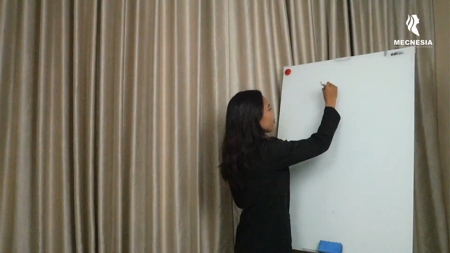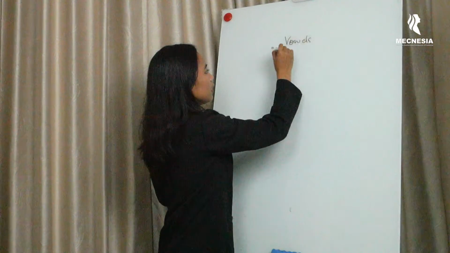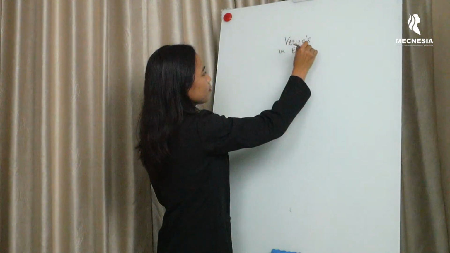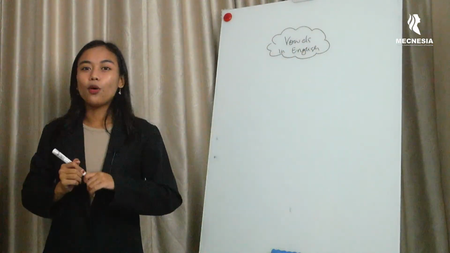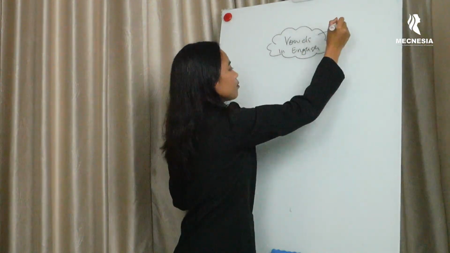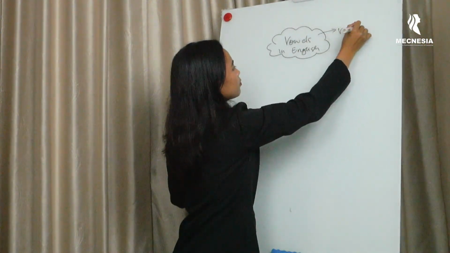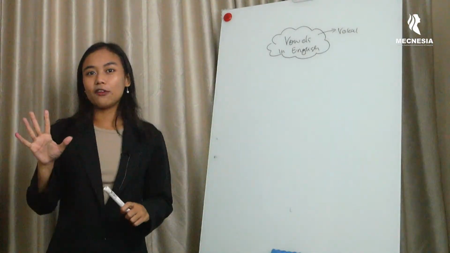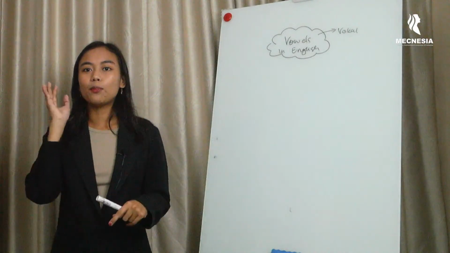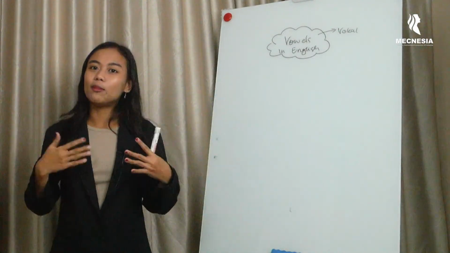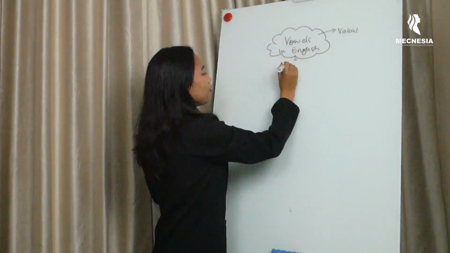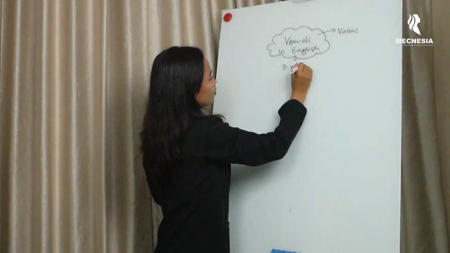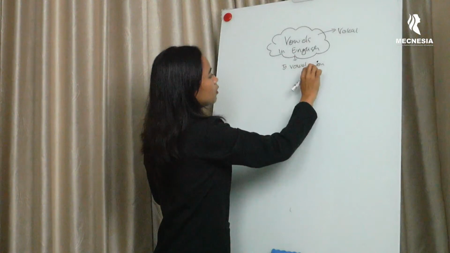Okay, so now let's dig in. We have vowels in English. Vowels are the vowel letters. In English, we have 5 vowels, just like in Indonesian. So we have 5 vowel sounds.